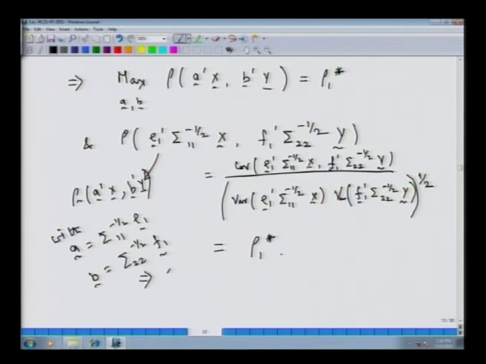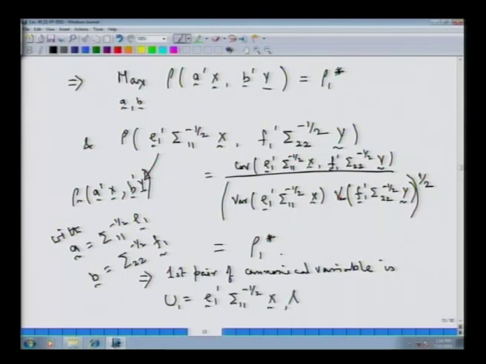So, this will imply that the first pair of canonical variables is given by U1 equal to E1 prime sigma 11 to the power minus half times x, and the second component V1 is equal to F1 prime sigma 22 to the power minus half times y. So, this is the pair of the first canonical correlation.